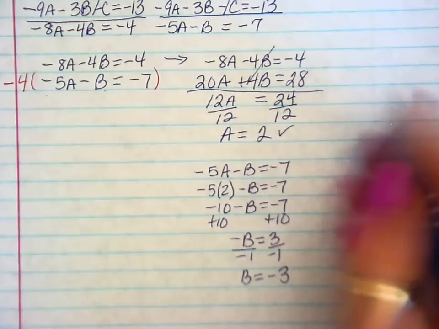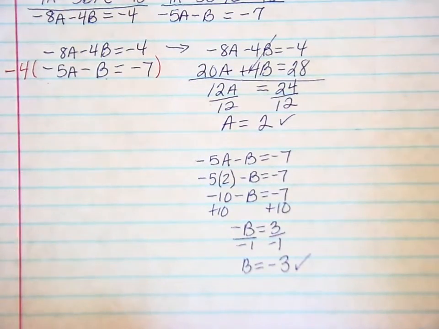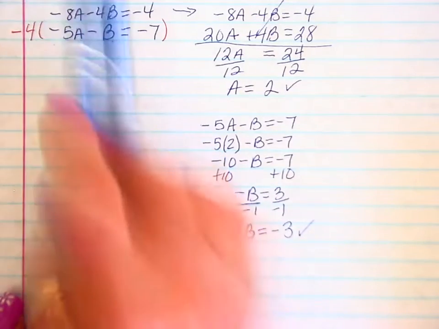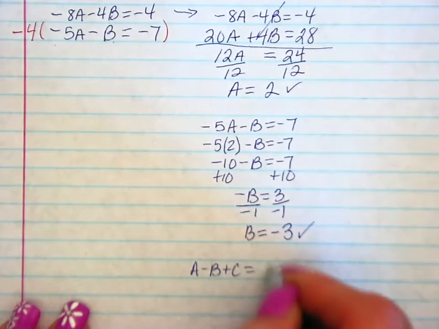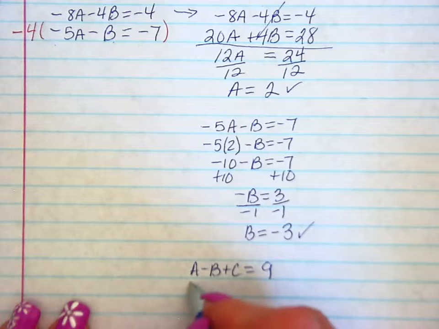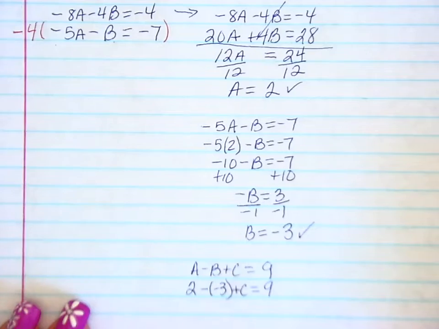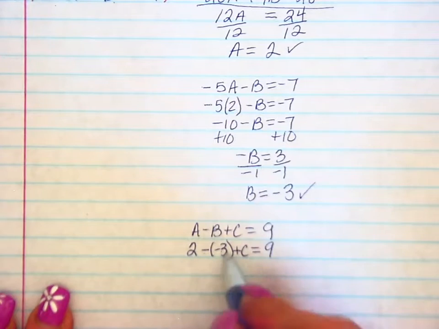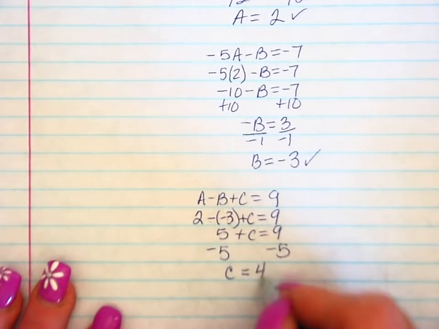So I now have an a value and a b value, and I can go ahead and go back and finish solving for my c value. If I take the first equation, the a minus b plus c equals 9, and I plug in an a and a b, a is 2, b is -3. I only have one variable left to solve for, which is the c. Double negative becomes positive, so 2 plus 3 is 5 plus c equals 9. Subtract 5 from each side, and I now have c equals 4.